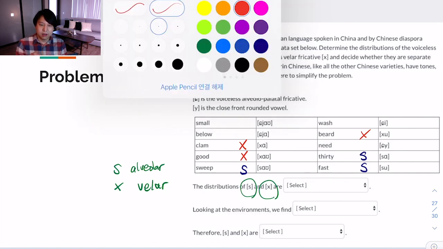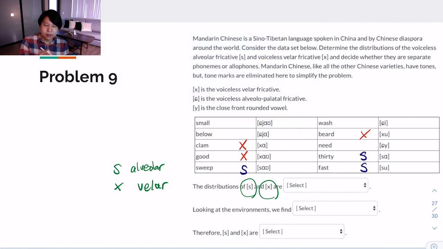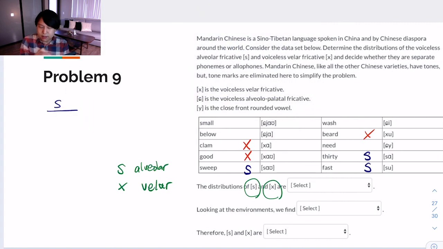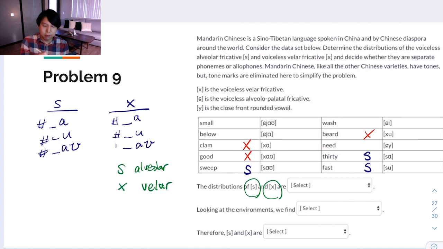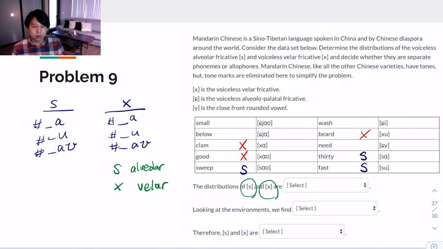Let's see what the environments are. For the S, it exists before a, u, ao, all of them word initial. X exists before a, u, and ao, all of them word initial. So basically, we didn't have to do this because there is an overlapping environment.